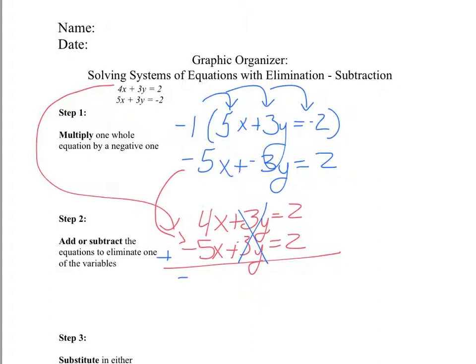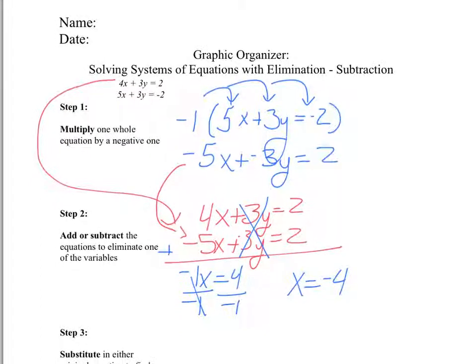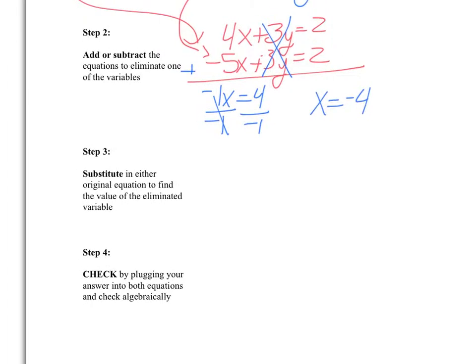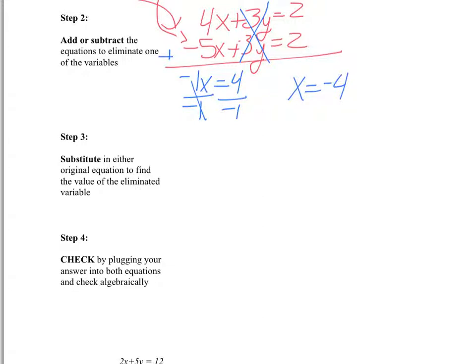4x plus negative 5x is negative 1x, and 2 plus 2 is 4. I'm going to divide each side by a negative 1, and I get x equaling negative 4 for the first part of my answer. For step 3, you need to plug back into one of the two original equations. Doesn't matter which one you plug back into. I typically prefer ones without negatives, so I'm going to plug into the 4x plus 3y.